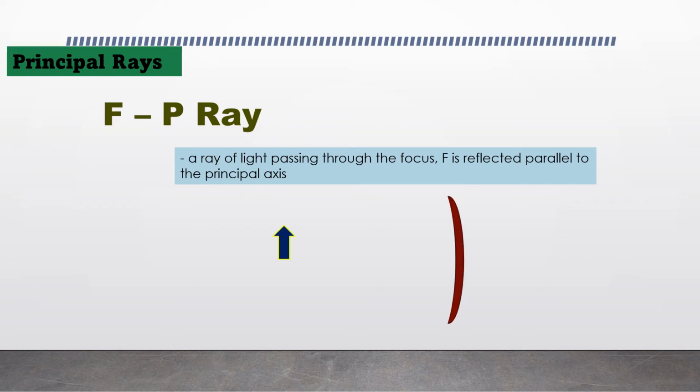For example, that is a curved mirror, a concave mirror. The principal axis is the line drawn at the center. That is the point for the vertex, the point for the focus, and the point for the center of curvature. Now, how does the F to P ray look?